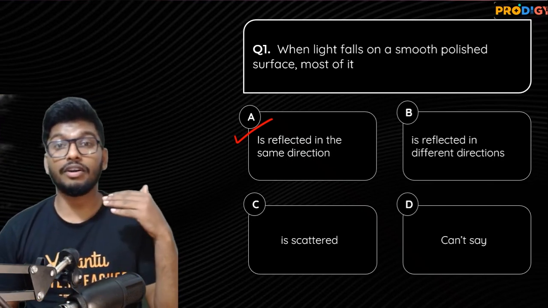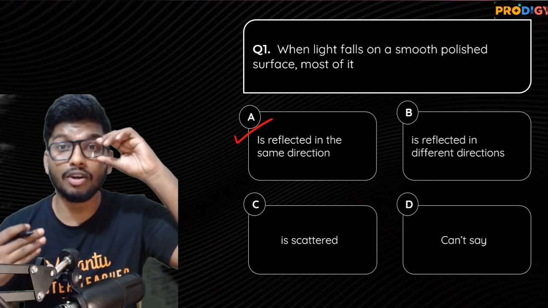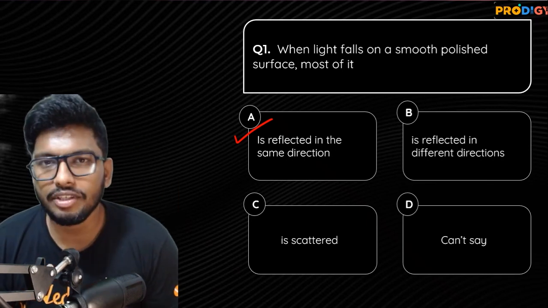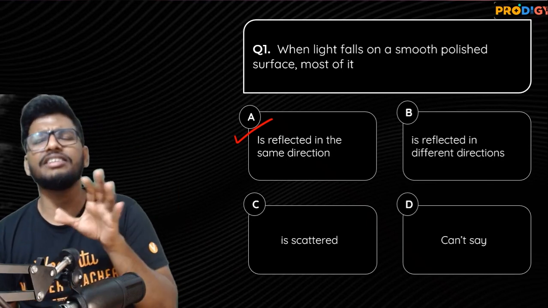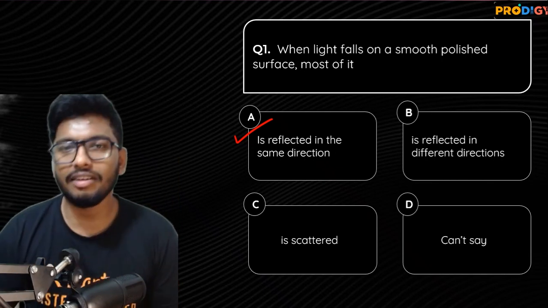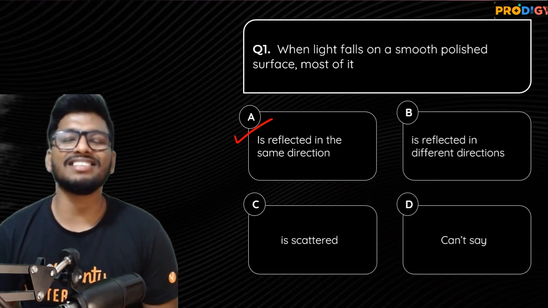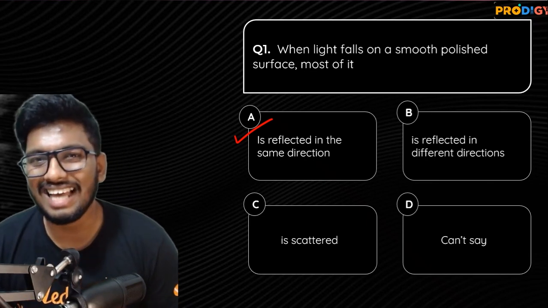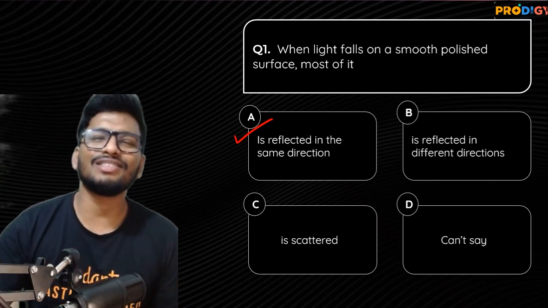Whereas if it falls on an irregular surface, then you have something called a diffused reflection. And in diffused reflection, the light ray might get reflected in different angles. But when you talk about regular reflection, the reflected ray would be reflected back in the exact same direction. All right. So that's the answer for the first question, people.